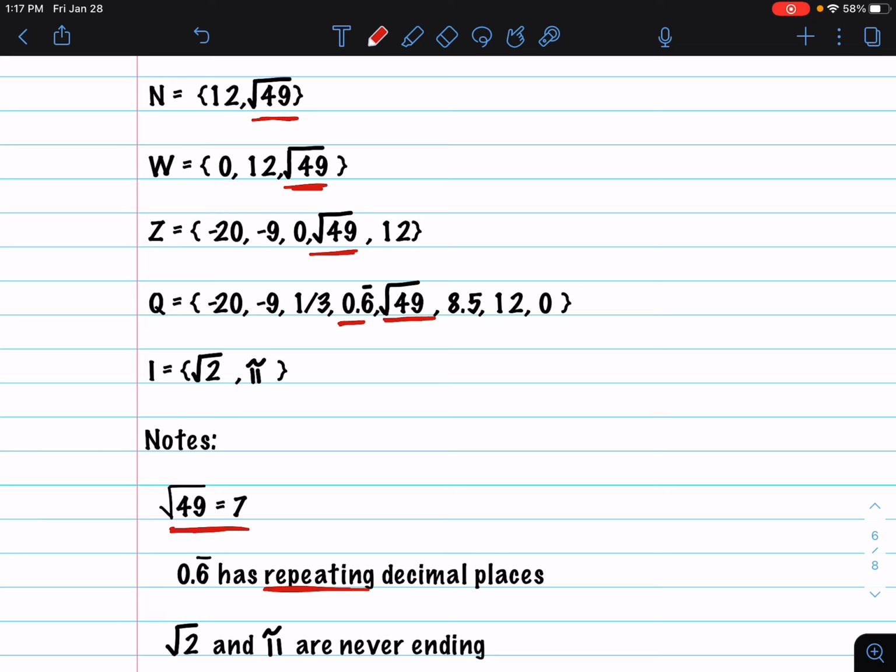And lastly, we have root 2 and pi. Root 2 is a non-perfect square, and pi is never ending. So our irrational numbers are root 2 and pi. So I believe that is it for our discussion on the different types of numbers.